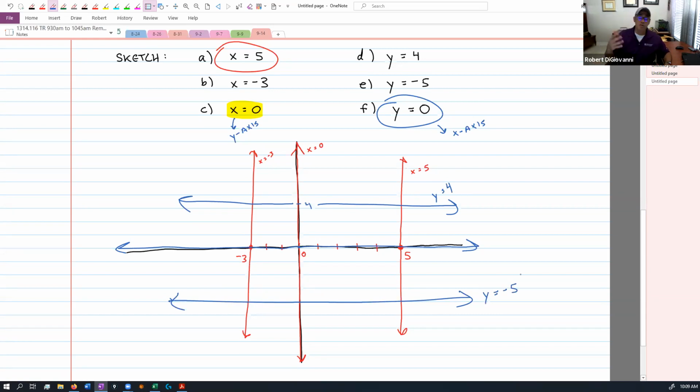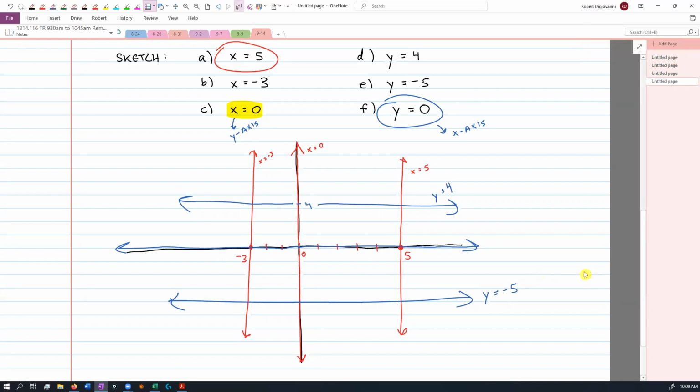So would y'all agree that drawing vertical and horizontal lines is pretty simple as long as you can remember that x is vertical and y is horizontal? As long as you remember that, you're good. Yeah, I'm chilling. Okay. Questions?